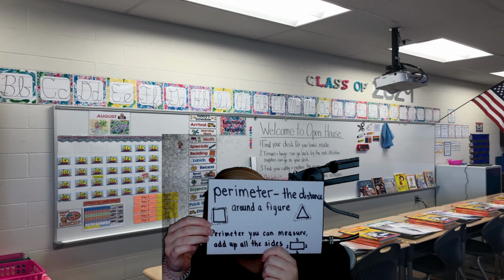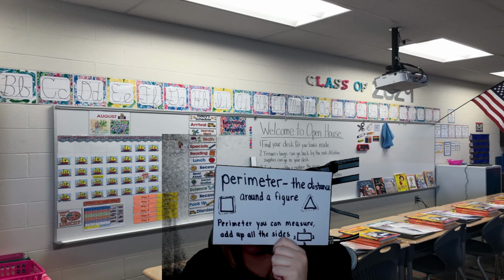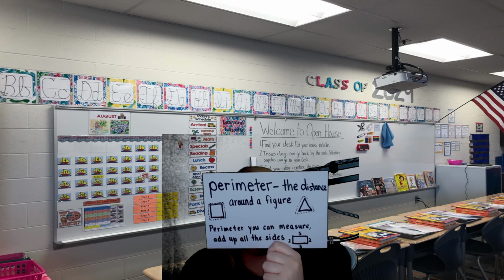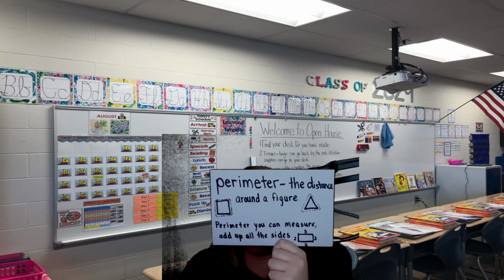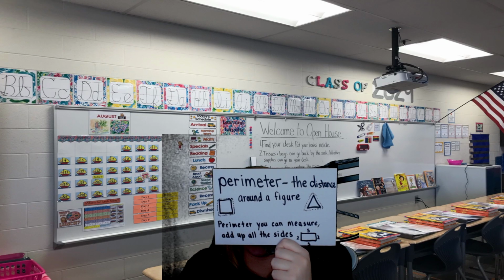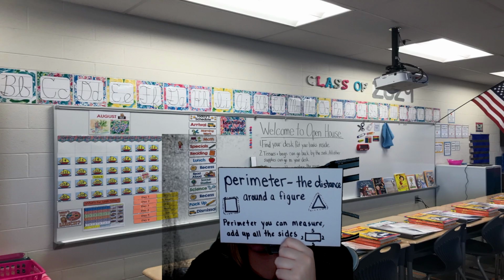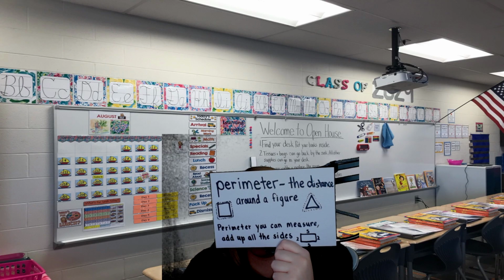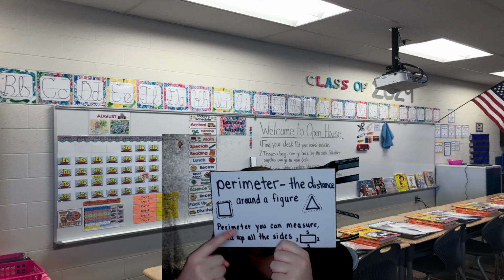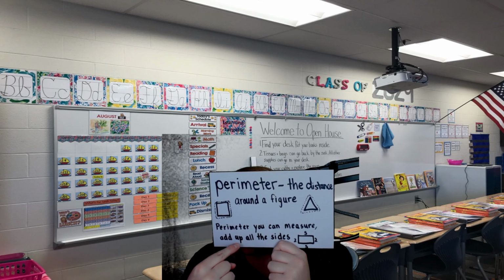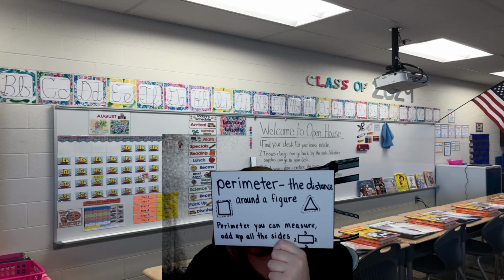perimeter is the distance around a shape. We use this to find things like fencing, or if I want to put a picture frame and I'm going to make it and I need to know how much wood to make around the edges. Or flooring, I want the edges, okay, not the normal floor, but the edges around the side of the wall would work. Okay, and again, perimeter you can measure, add up all the sides.